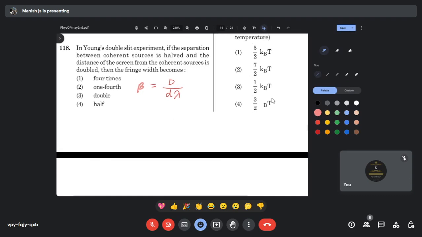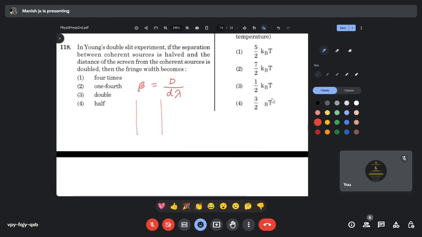Now here you have two different d. In Young's double slit experiment, you will have two screens. One screen is where you have two slits, and here is where you have the light source. The distance between the slit and the screen, that is the second screen, we take as capital D.